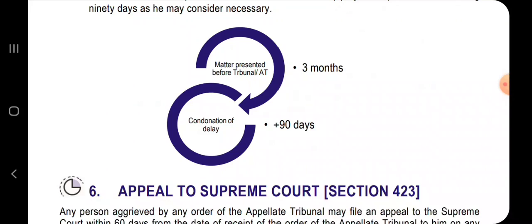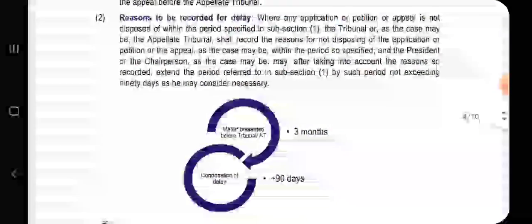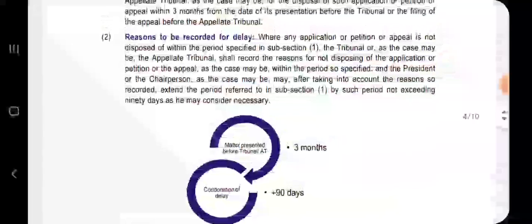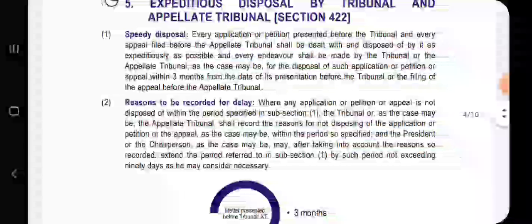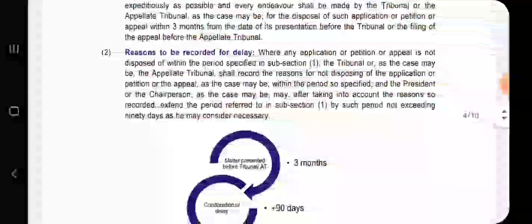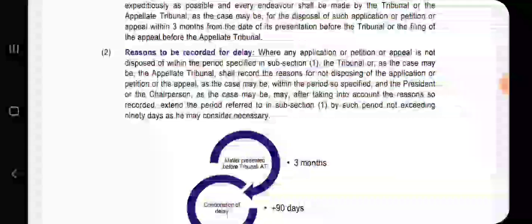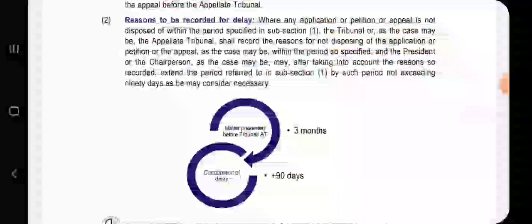Please be careful. An MCQ can be formed like this. What is the maximum period of condonation of delay under section 422? Options may be given wherein you will be finding 3 months and 90 days both in the options. You have to be careful and select 90 days because in law it has been clearly written as 90 days. It has not been written as 3 months. So please be careful. If law says months, you should say months. If law says days, then you should also say days. Hope you are clear.